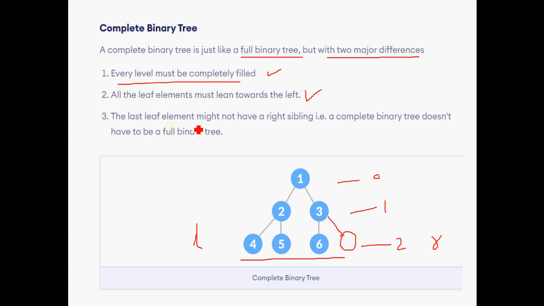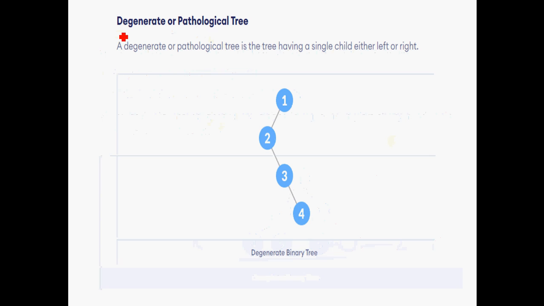The last leaf element might not have a right sibling. So the last leaf may not have the right sibling. This node in red color is absent here. This is a sibling which is not present. So it is filled from the left side but empty at the right side, only in the leaf node. It satisfies all the conditions, so it is a complete binary tree.